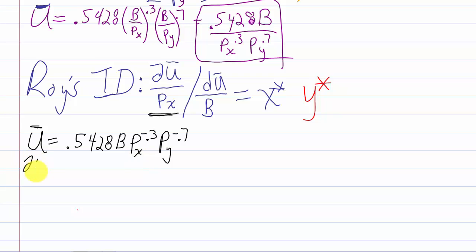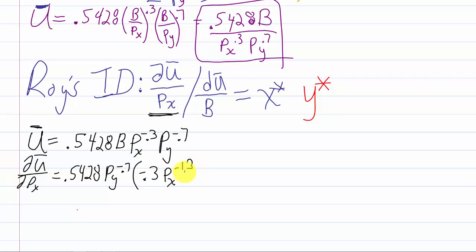So the partial derivative with respect to the price of X is going to be 0.5428 times the price of Y to the minus 0.7. And then what we're going to do is multiply by this exponent, so minus 0.3, and then we're going to take the price of X, and subtract 1 from that exponent. So that's going to be minus 1.3, okay?